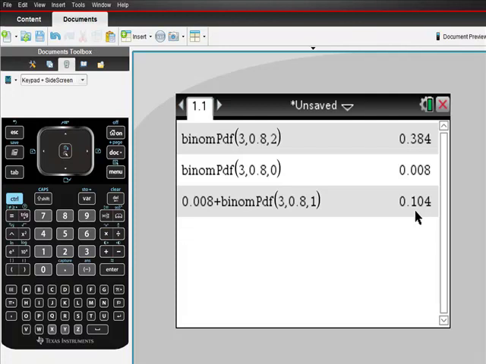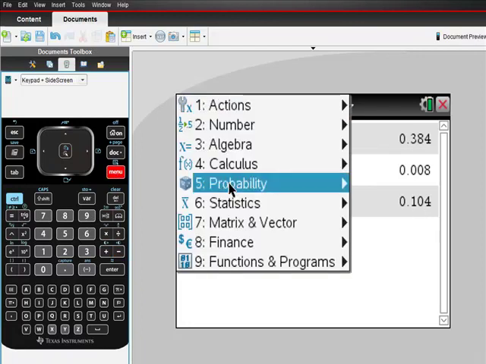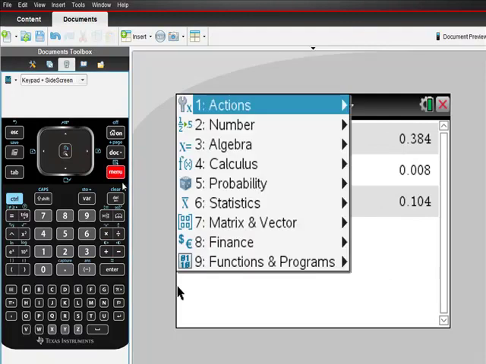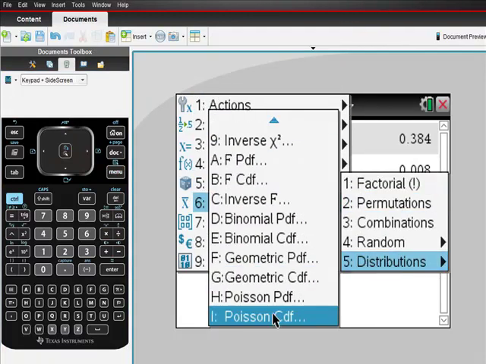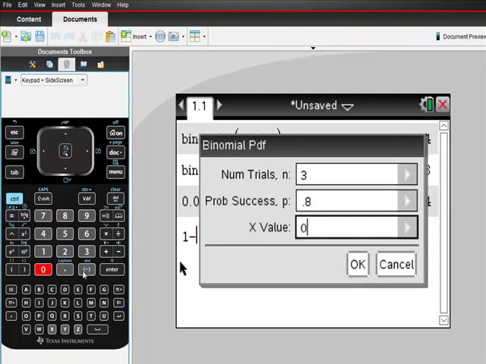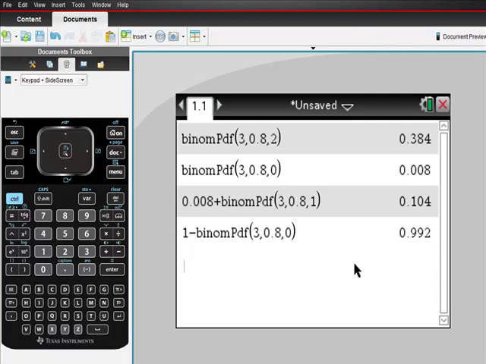What was the last one? Probability that at least one. So this one I'm going to do 1 minus the probability that none of them lived. So, menu, probability, distributions, go down to this one, still 3 trials, still probability of 0.8 of success, and we want to know 0 because at least one is alive, right? Okay, and there's a 92.2% chance that at least one of those nice people is still alive.